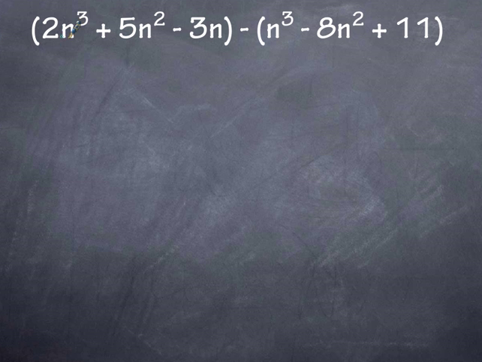So for example, this 2n to the third and this 5n squared are different terms. They're not the same because this is n to the third power, and this is n to the second power. They're not the same term.